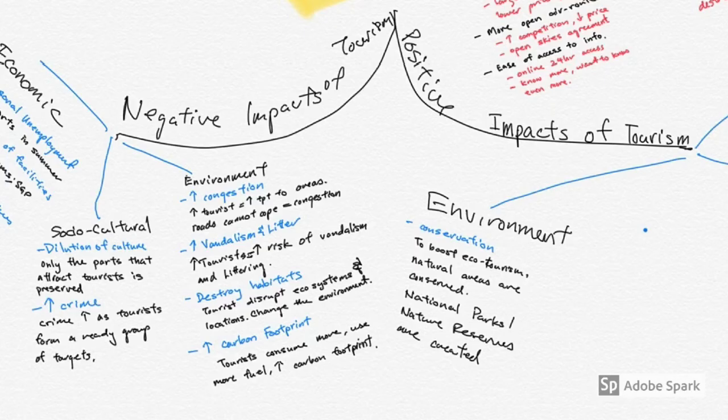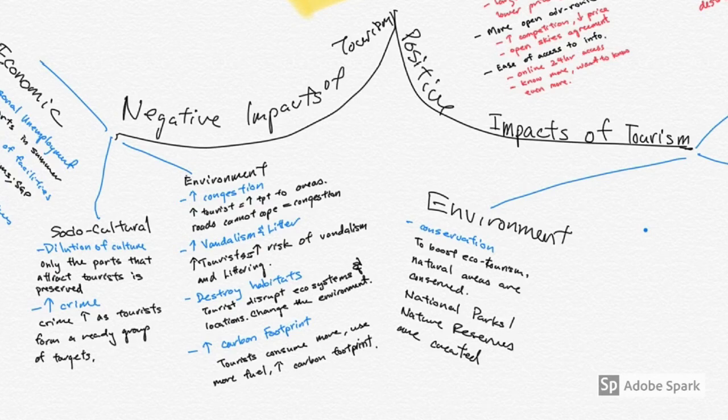Now onto the negative impacts of tourism. If you look at the environment sector, with more tourists, there's more congestion, there's definitely an increase in vandalism and litter. Habitats are destroyed, and carbon footprint actually increases massively. So you think of the examples we talked about, the 17-year-old Chinese boy who went to vandalize the temple in Egypt.